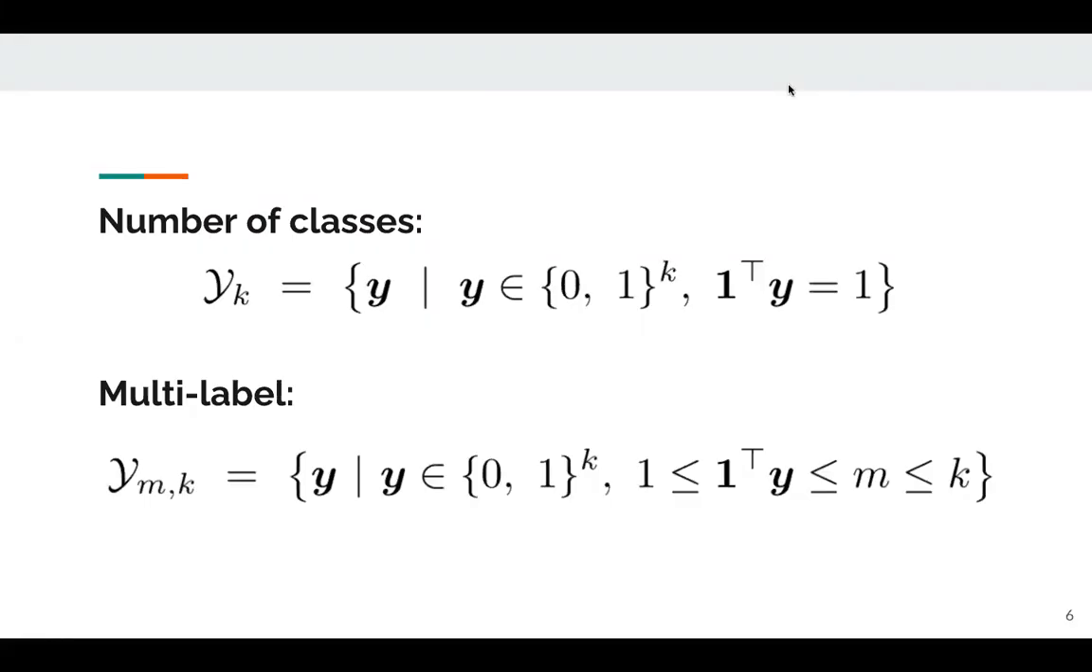In mathematical terms, we can describe this as follows. In the first case, labels are vectors of dimension k, where k is the number of classes and can only be assigned to one of the k classes. In the second case, while the labels are still binary vectors, we allow for more than one non-zero entry, which corresponds to an instance being associated with more than 1 classes.